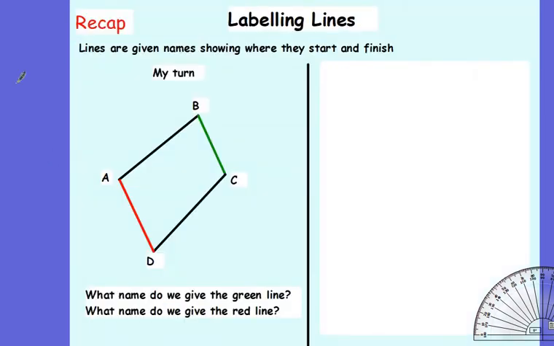Okay, Year 7, a quick recap of last lesson. We said that lines are given names showing where they start and finish in a shape. So here's my shape A, B, C, D. What name do I give to the green line? Well, the green line joins points B and C, so we call it BC. We normally put them in alphabetical order. And the red line joins points A and D, so we're going to call it AD.